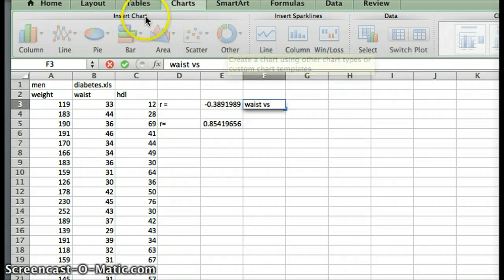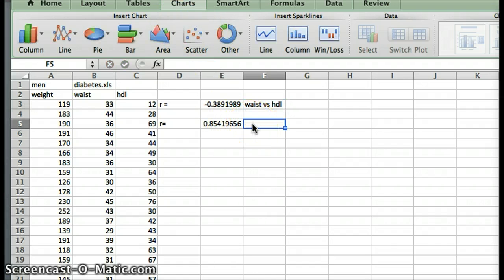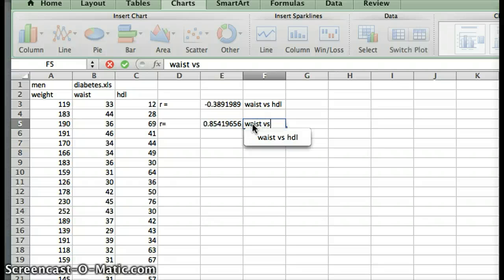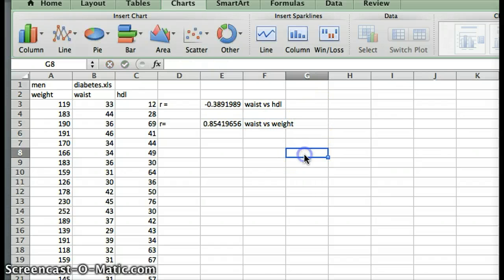So this was the correlation of waist versus HDL, our first example. Waist size versus HDL. And this one is waist size versus weight. And we certainly would expect a fairly strong positive correlation with those two variables. Let's highlight weight and waist size.